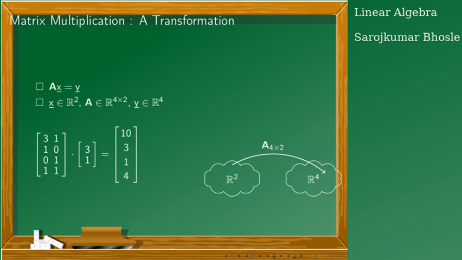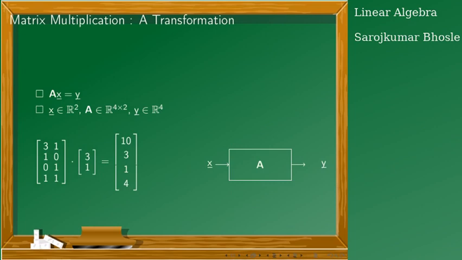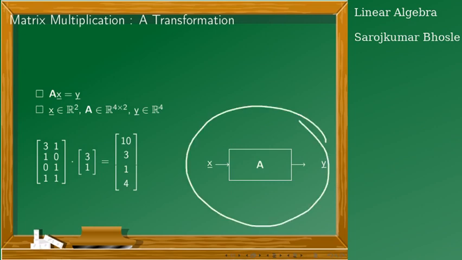Now in this case, in general, if we have a matrix of size m cross n, it will take an n-dimensional vector and transform that into an m-dimensional vector. That is what we can view a matrix as. So this is the transformation picture.